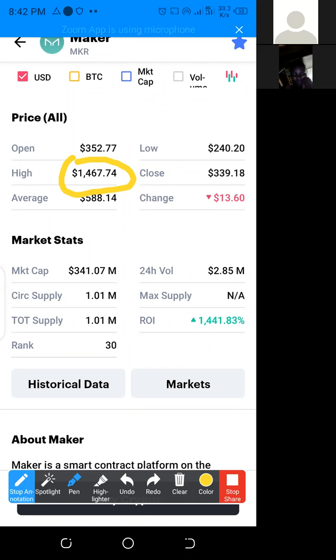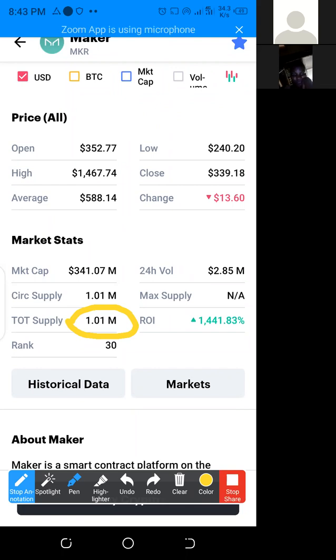I love the total supply of this coin. Guys, if you have money, this is one of the coins to invest in. Look at the total supply. Wonderful. This is just 1 million. That's the total supply of this coin. How will the price not shoot in the future?